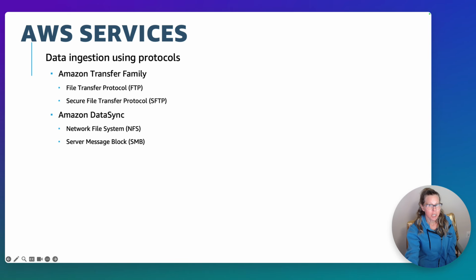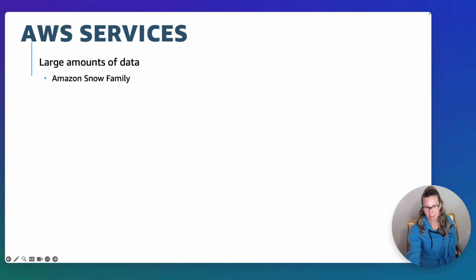What if you need to ingest storage from on-premises? You can use AWS DataSync, and it can ingest data from an existing on-premises storage system. DataSync also uses common protocols such as the Network File System and the Server Message Block. What if you need to ingest large amounts of data? Ensure you understand the AWS Snow Family and know which Snow service works best for different use cases and requirements.